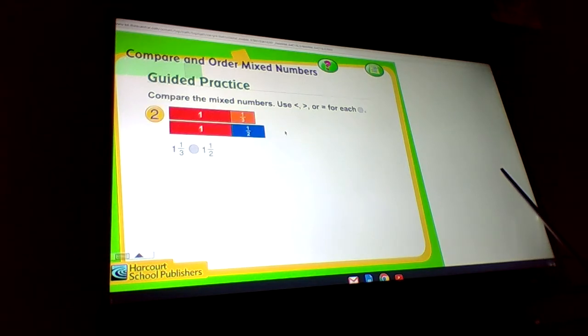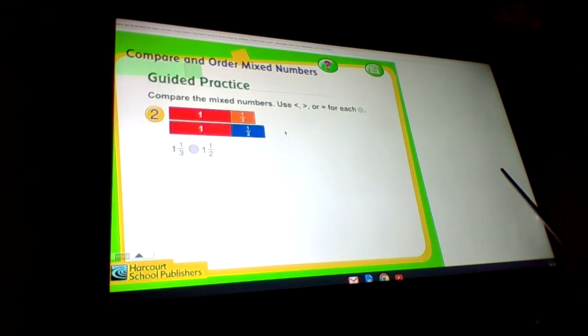Okay, boys and girls, this can go ahead. We're going to count this as Tuesday's work. So you can compare the mixed numbers. Use less than, greater than, or equal to for each blank. Okay. Oh my goodness, look at this. 1 1/3, 1 1/2. Well, 1 1/2 is greater than, less than, or equal to. That's right, it's less than.